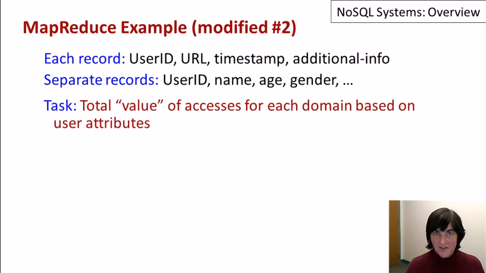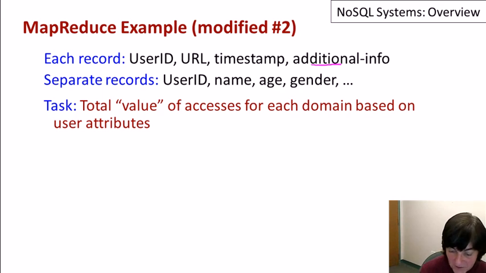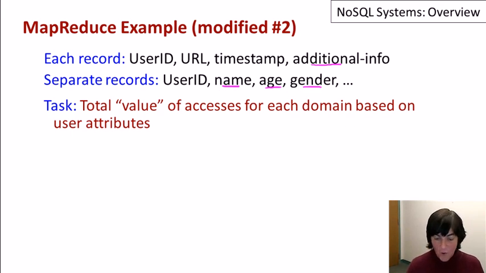Now let's modify our example further. Similar to the modification we made in the earlier video, let's suppose that in addition to the web log, we have separate information about the user. So separately from what might be an additional info, we have in a different data set the user ID, the name, the age, the gender, and so forth. And now let's say that we again want to find the total value of the accesses for each domain, but now the value is computed using the user attributes that we get from the separate data set.